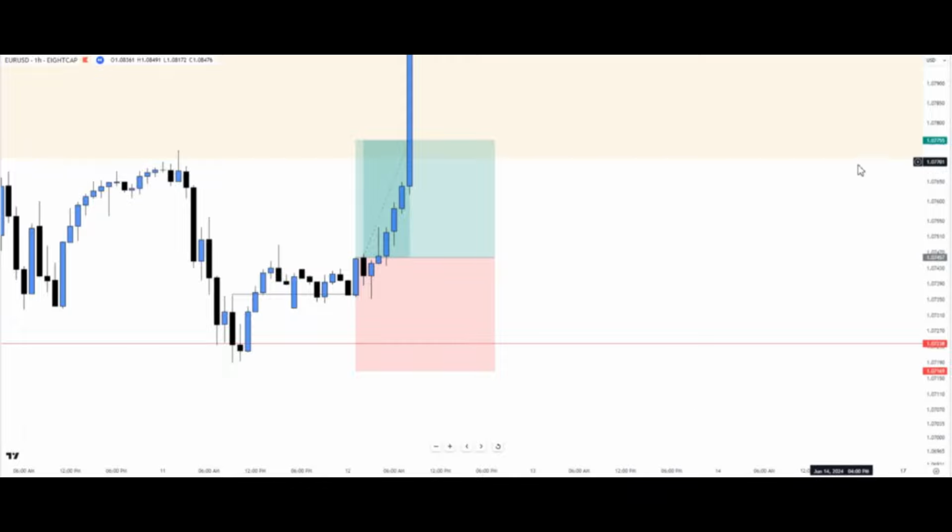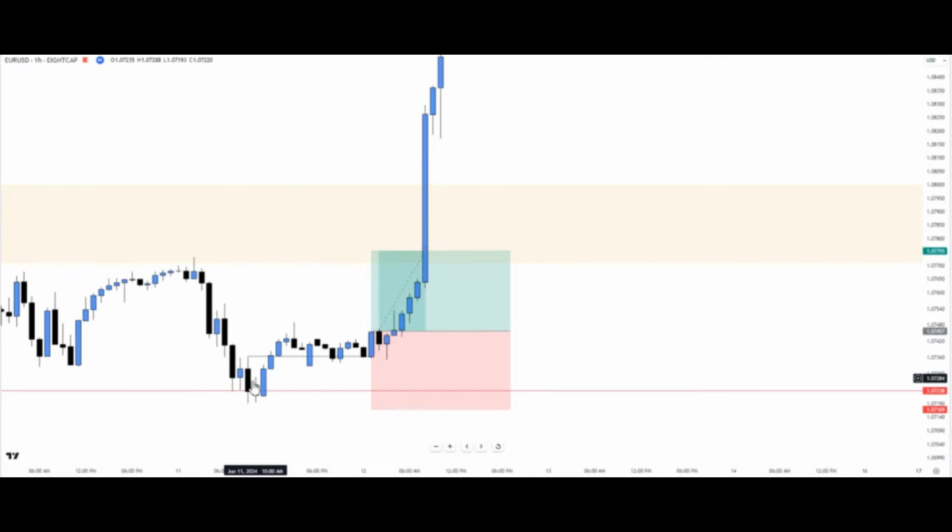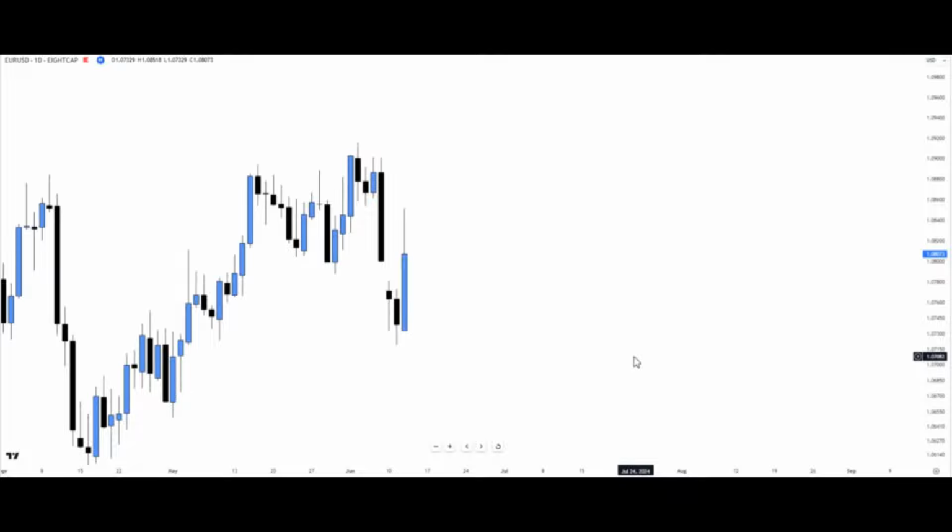And there you have it. And we can see our price traded all the way from this particular context into this particular draw on liquidity, even trading past it. Now going back to the daily time frame, we can see that after price pushed higher, this is the piece of price action we have.